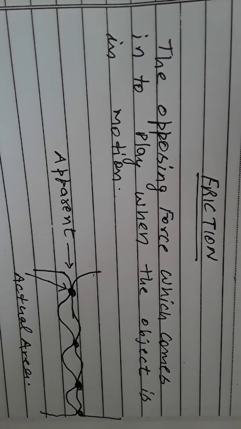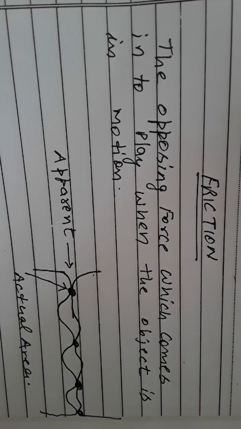In the old theory of friction, it is said that when two bodies are in contact, their molecules interlock each other, or we can say there is a force between them which always opposes the motion. And according to the old theory, the force of friction depends upon area.